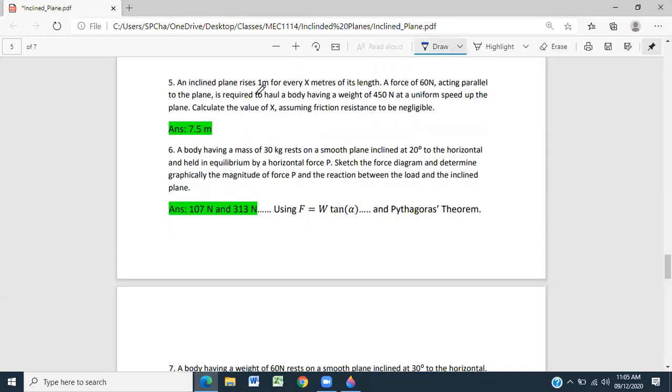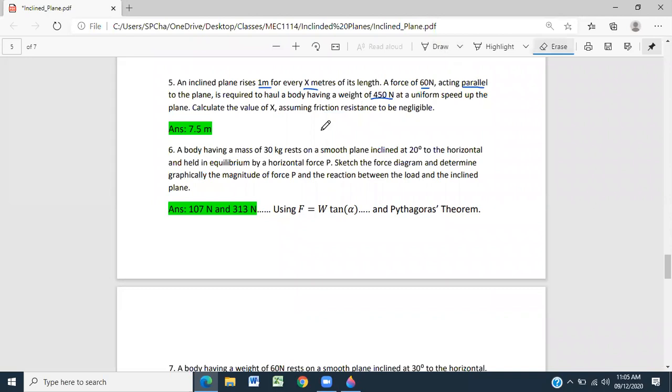An inclined plane rises 1 meter for every x meter of its length. A force of 60 newtons acting parallel to the plane is required to haul a body of weight 450 newtons at a uniform speed up the plane. Calculate the value of x, assuming friction is negligible, right? So it's smooth.